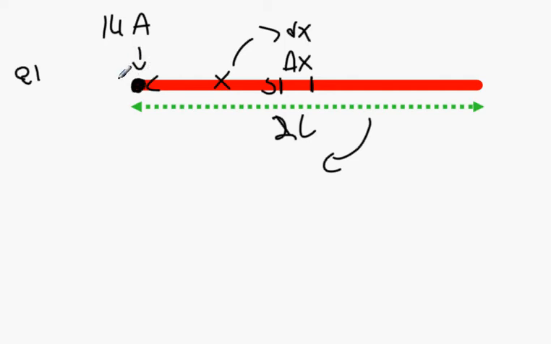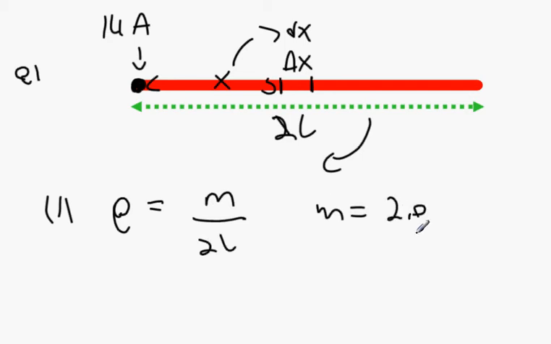This is the rotational axis. So we're going to do what we always do. We're going to find out what rho is. Let rho be the mass per unit length. This means it's the mass of the full rod divided by the length of the full rod. This means mass equals 2 rho L.